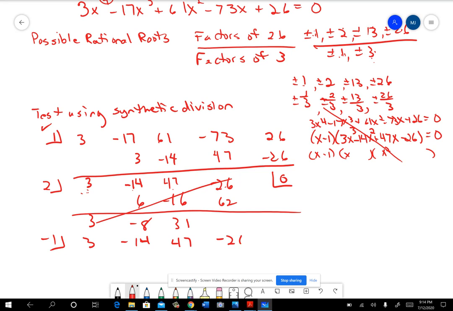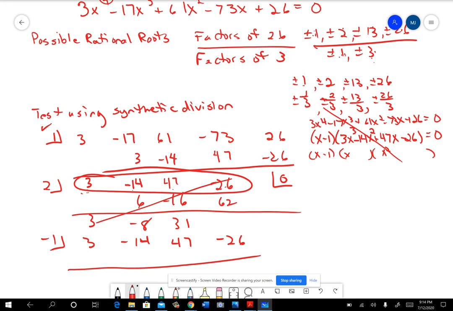When you set up your next one, remember to use where you were at. And you sometimes have to try a whole bunch of these, and you're not doing anything wrong. That's just part of the process. Okay, that one's not working. So you keep trying. And in class, I have everybody trying a different one, so we find it a little quicker.